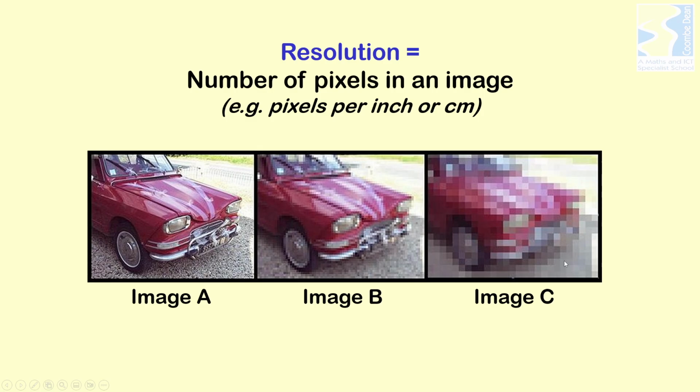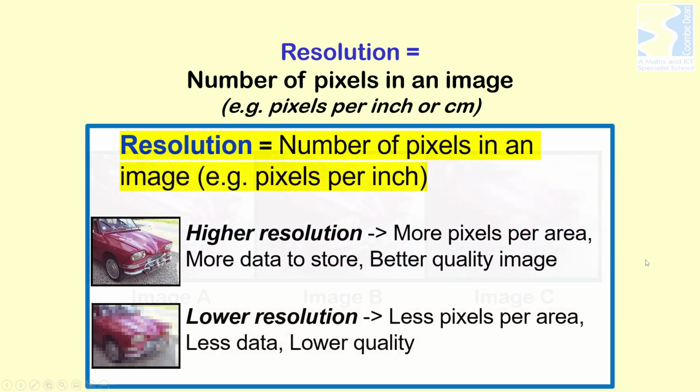We've also got the resolution, the number of pixels that are in the image. You can see here on the left hand side a higher resolution image with more pixels, down to C on the right with fewer pixels. The pixels are larger because there are fewer of them. So the resolution is the number of pixels in an image, for example pixels per inch. The higher the resolution, the better the quality, but the more data there is to store and the larger the file size.